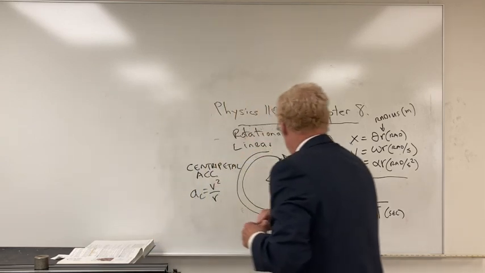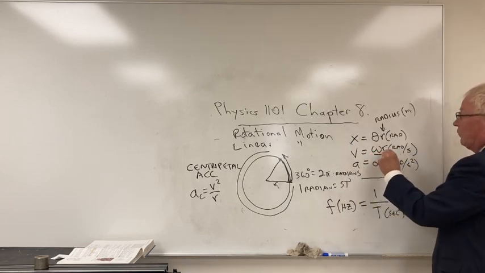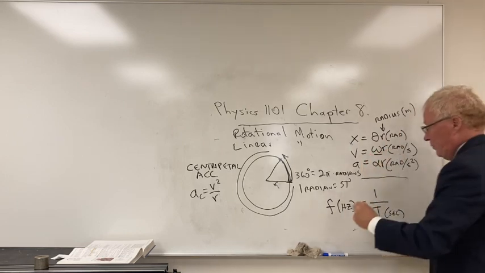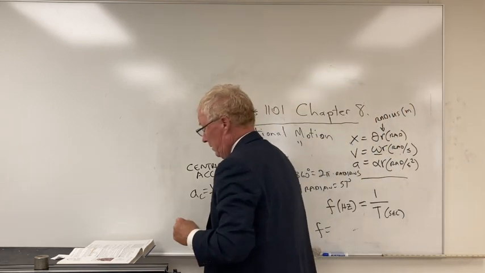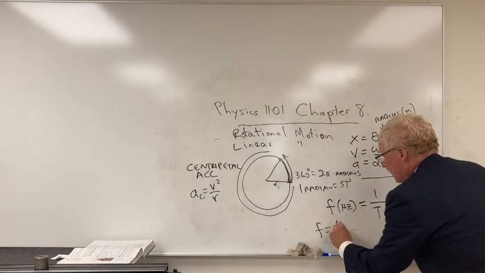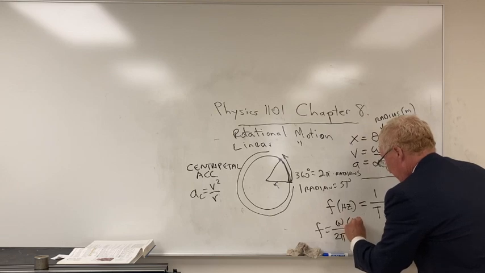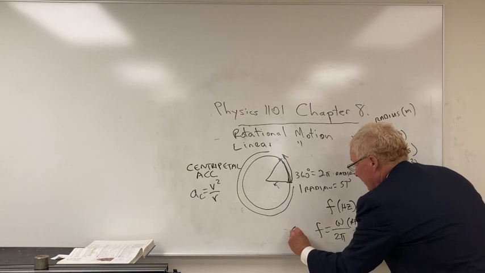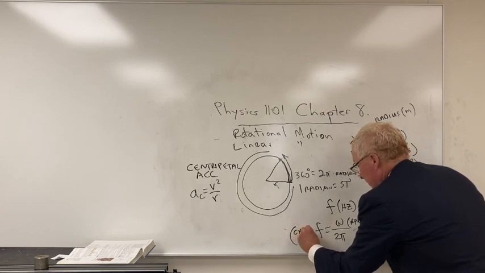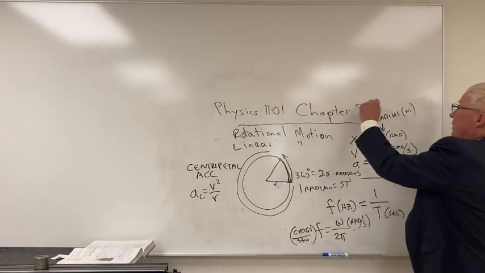Oh yeah, one other thing. The relationship, so this is the angular velocity in radians per second. The frequency is then equal to omega over 2 pi. So omega is in units of radians per second. Frequency is in cycles per second.